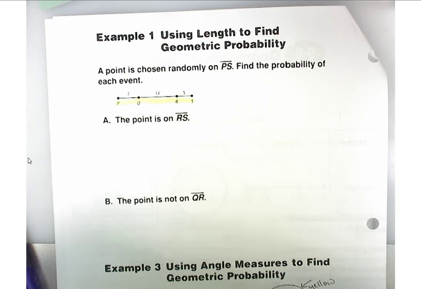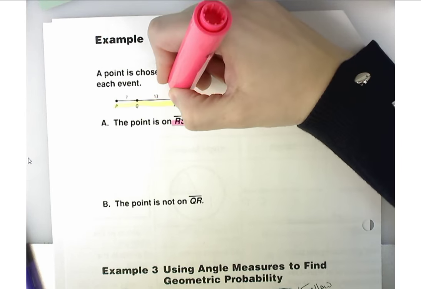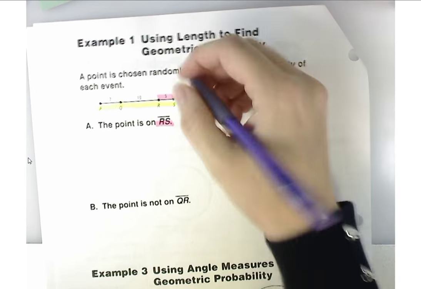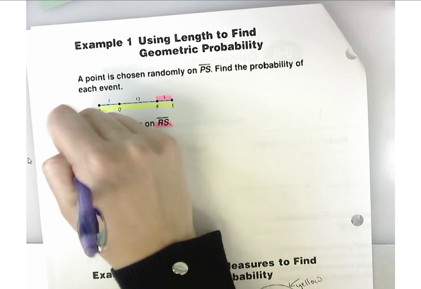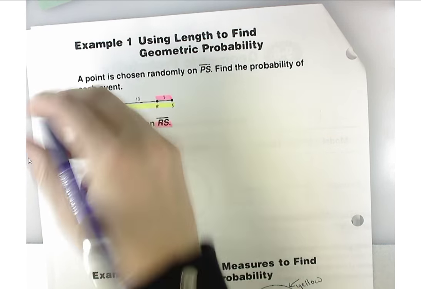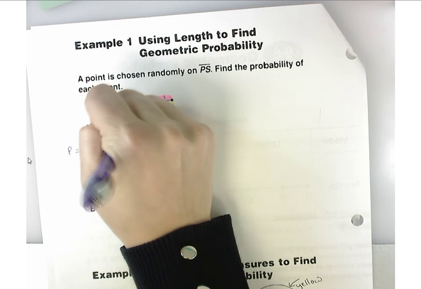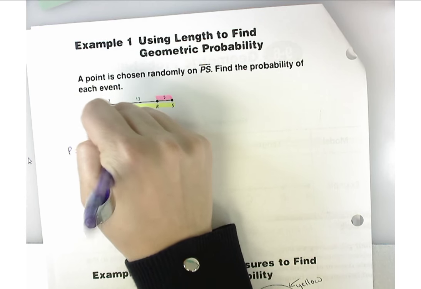Then if it's chosen randomly, it says find the probability of each event. Our first event is the point is on RS. So here's RS. What we're going to do is the length of RS over the length of PS. So for our event, the probability is going to be the length of RS over the length of PS.